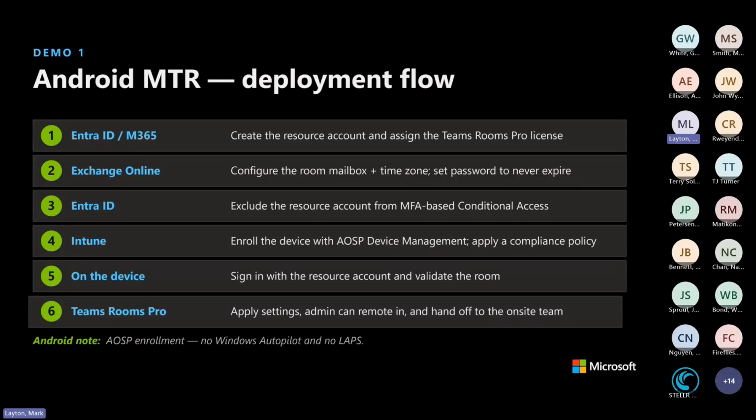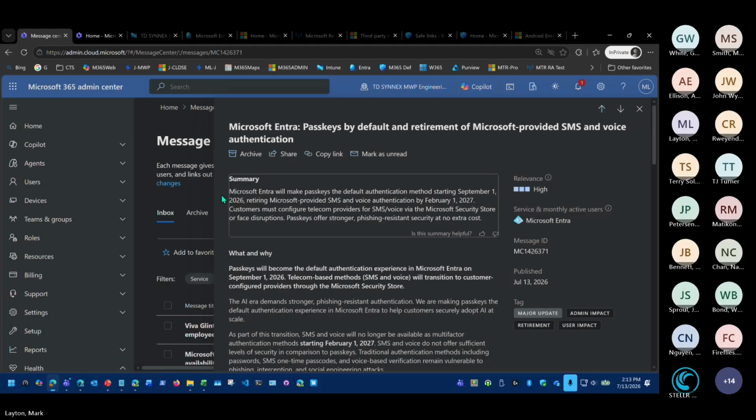And then when you get to the device, or I guess I should have written this differently, you're going to want to sign in with the resource account and validate the room. As an administrator, or as a cloud engineer myself, I'm going to want to do that and verify that MFA is excluded before I hand it off to the on-site technician. Once I've done that, I'll go into the Teams Rooms Pro portal, make sure everything looks good, and then I'm ready to hand it off to the on-site tech. So that will lead us to our first demo.